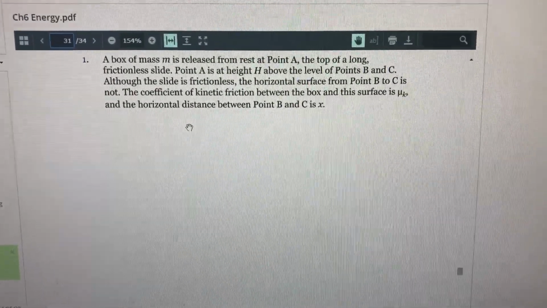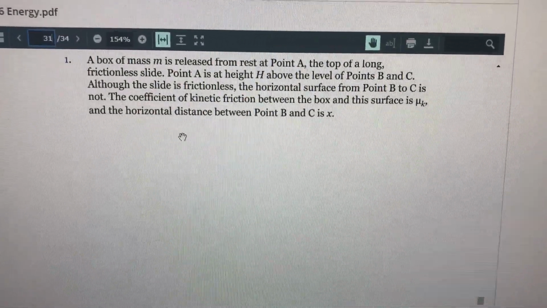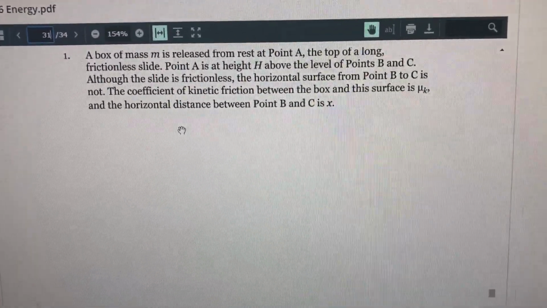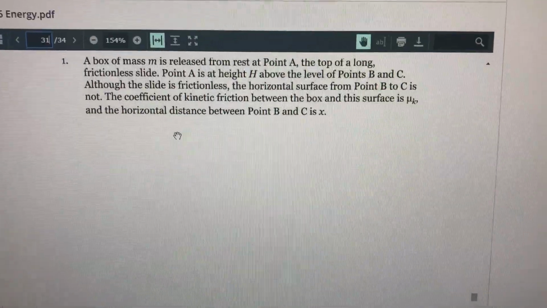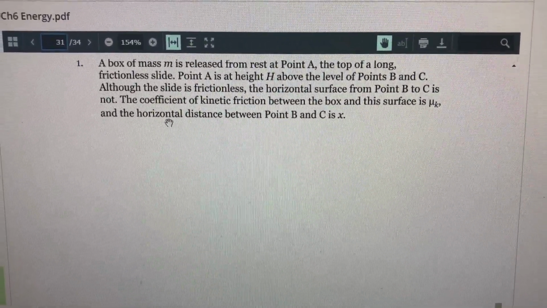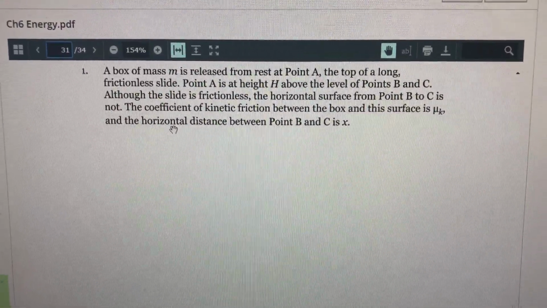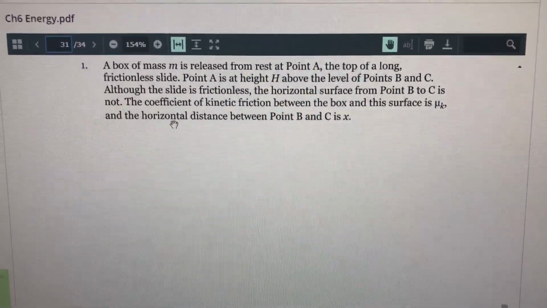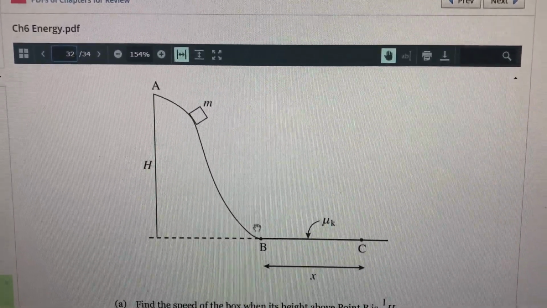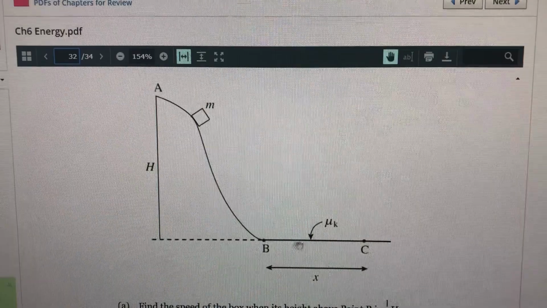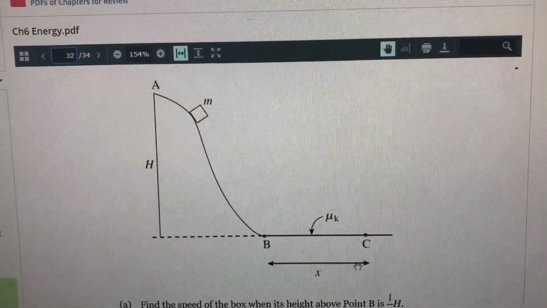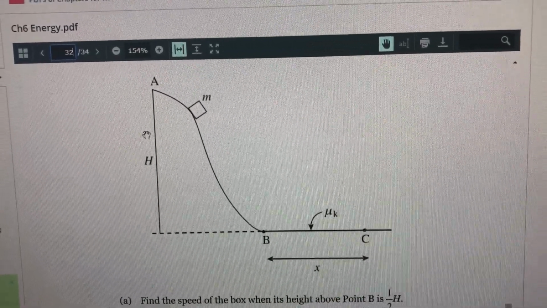And for this chapter, the question asks: a box of mass m is released from rest at point A on the top of a long frictionless slide. Point A is at height h above the level of points B and C. The slide is frictionless, but the horizontal surface from B to C is not. The coefficient of kinetic friction is mu_k, horizontal distance is x. So there's our picture. We slide down from A to B on this frictionless slide, then there is friction between B and C. There's our mu_k, coefficient of friction, x the horizontal distance, and h the height.